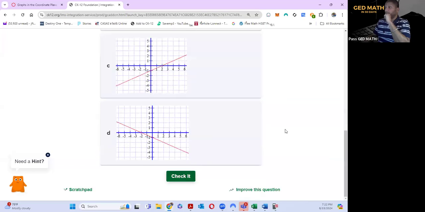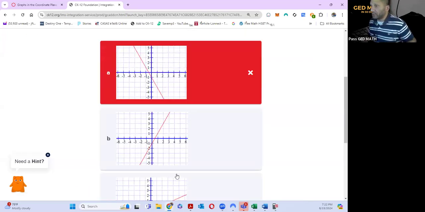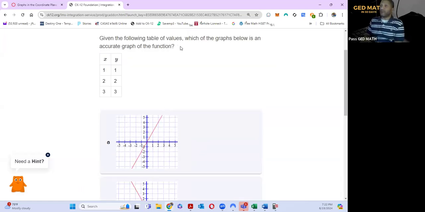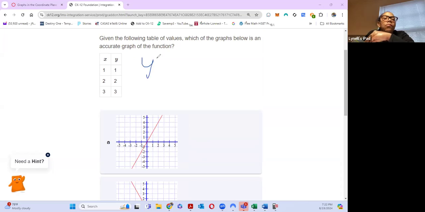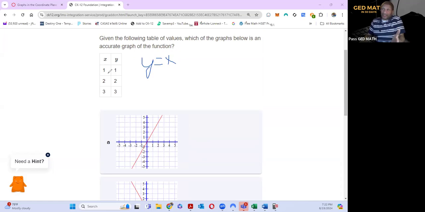See where I'm at. Developing. Okay, so we should be able to do the next one. So the next one should be easy, right? Given the following tables, which of the graphs below is an accurate graph of the function? Well, first of all, how do you find the slope from a table? Not hard. First of all, x is equal to y. See that? So y equals x, right? I mean, that's easy. 1, 1, 2, 2, 3, 3. So my slope is positive and my slope is 1.